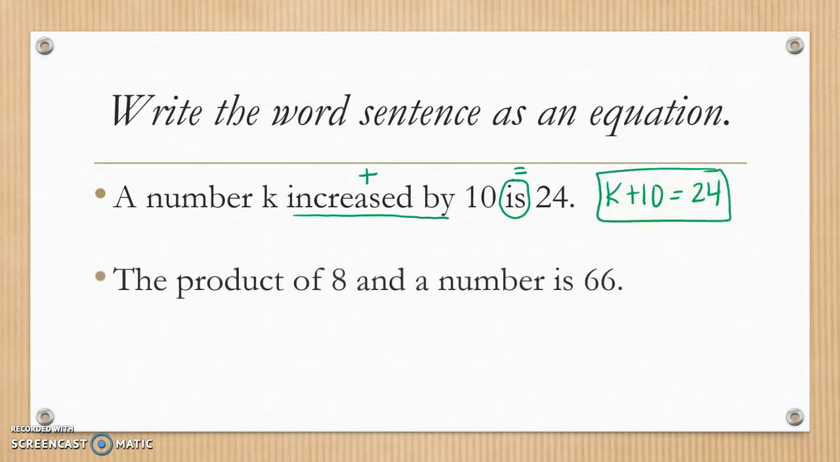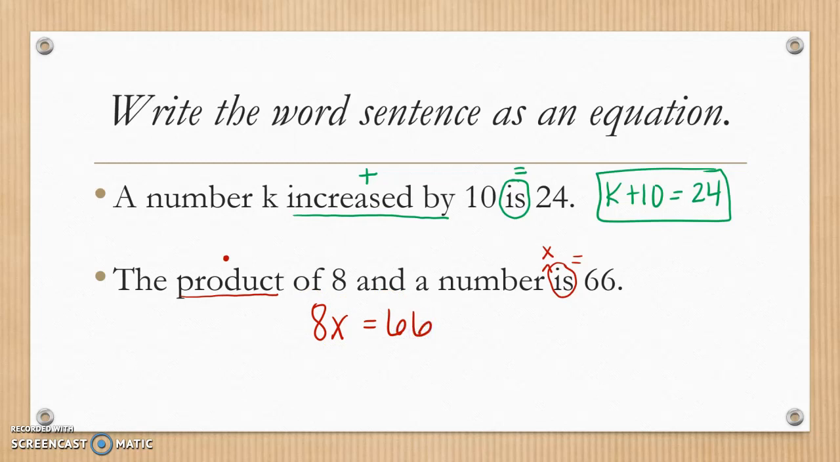And our last word sentence says the product of 8 and a number, let's just add x in there, the number x, is 66. So here product is going to be our word or phrase that tells us the operation. And that's the answer to a multiplication problem. So we know we're going to be multiplying. 8 and a number x, "is" again means equals. So here the product of 8 and x. So we're going to be multiplying those together. So 8x is 66, or equal to 66.